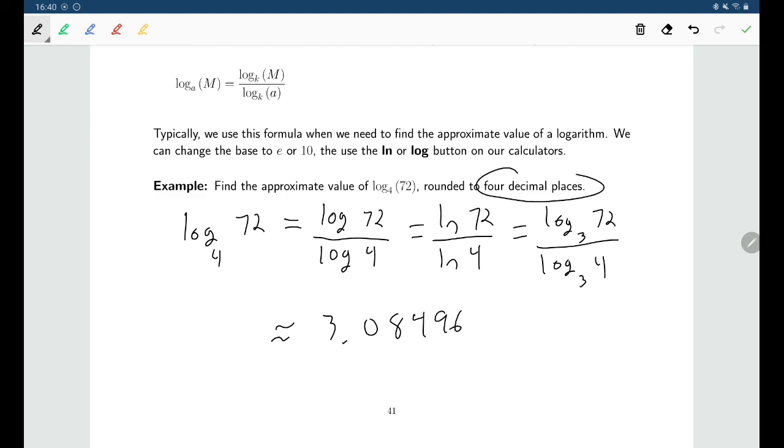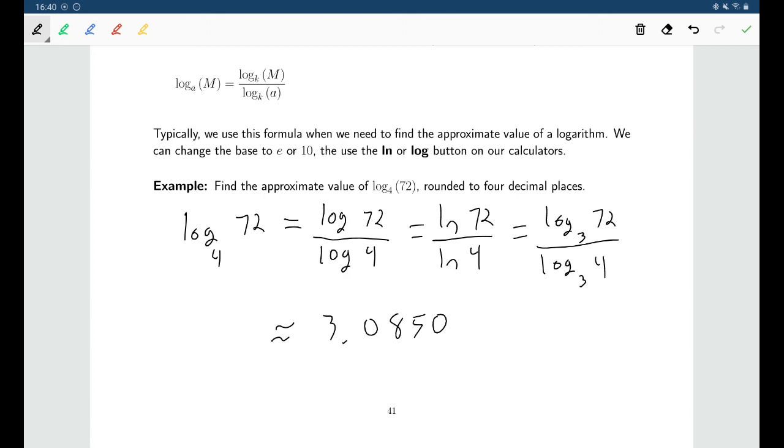And here we want to round it to 4 decimal places. So if I were rounding it to 4 decimal places, then it would round off to 3.0850. And there we go. There's our approximate value of log base 4 of 72.